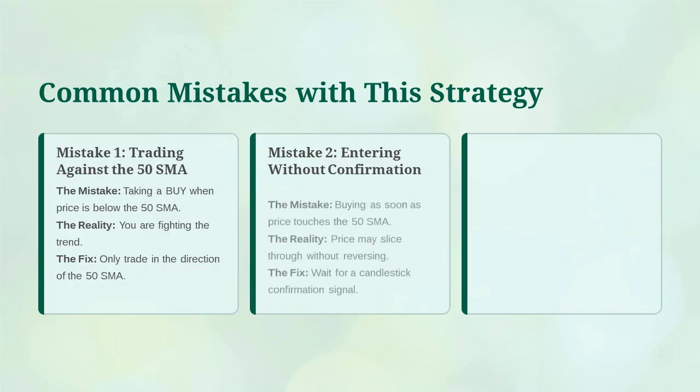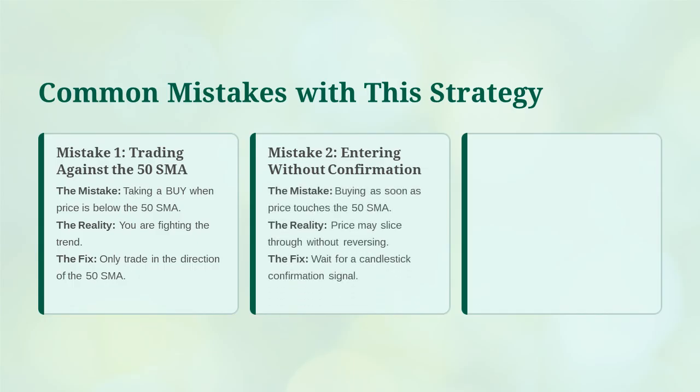Buying as soon as price touches the SMA, without waiting for a candlestick signal. The reality, price often slices through the SMA without reversing. You get stopped out quickly. The fix, wait for a candlestick confirmation signal. Patience pays. Mistake 3. Setting stop loss too tight.